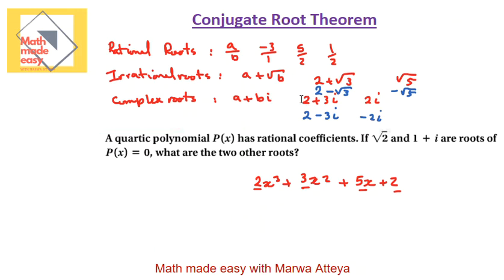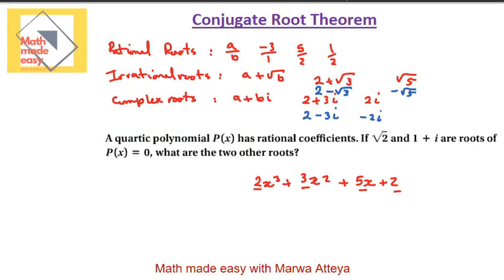One more time, what do I mean by the conjugate root theorem? It states that if I have an irrational root or a complex root for a given polynomial function with rational coefficients, its conjugate has to be a root as well.